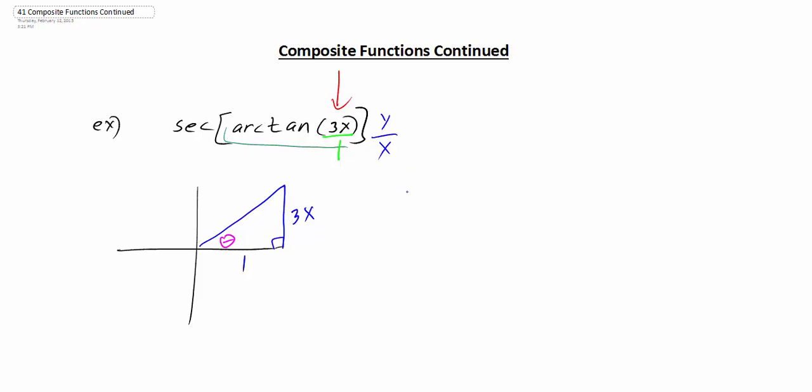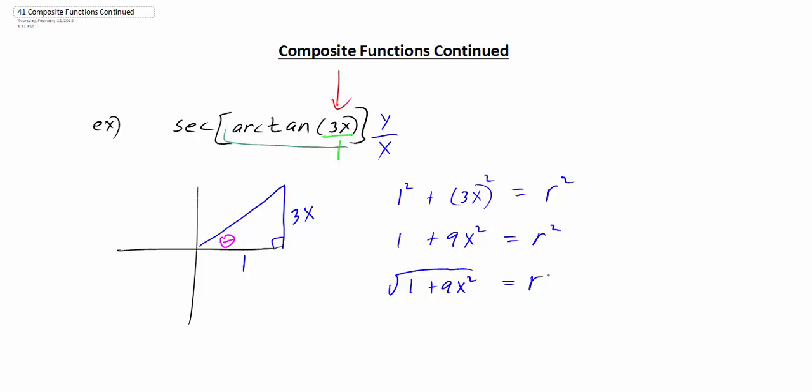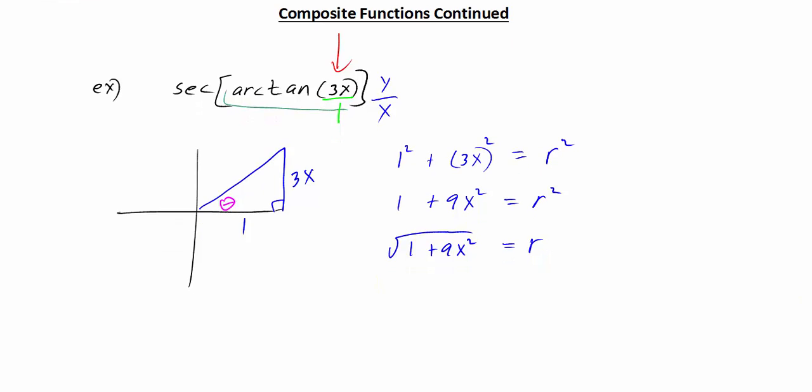And now we're going to use the Pythagorean Theorem, which would be 1 squared plus, and be careful, it's the whole quantity (3x) squared, is going to be equal to r squared. So that means we get 1 plus 9x squared. Be careful, it's not 3x squared, but 3 squared would be, so it's 9x squared equals r squared, which means we need to take the square root. So we would end up with the square root of 1 plus 9x squared equals r. And because this is a radius, once again, we know it's going to be a positive number.